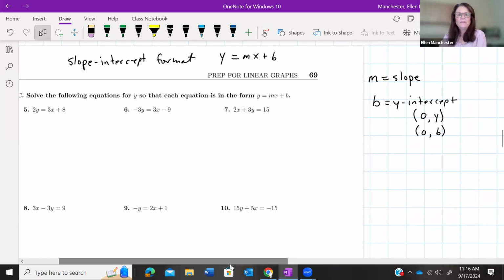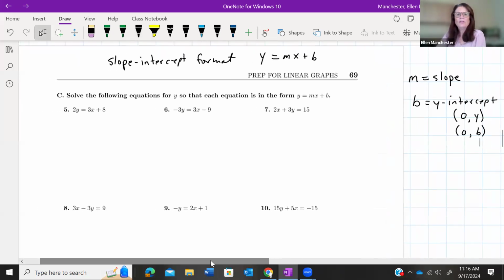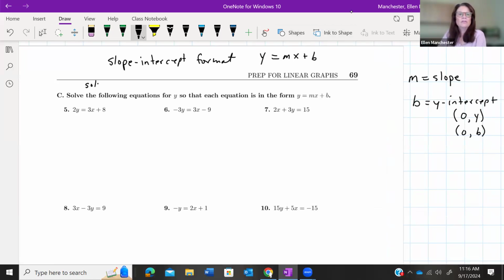Okay, so what this means is, in order to get it into y equals, you have to solve for y. So everything you're going to do is you're going to solve for y. Now, you're going to end up with a linear equation. So it's not going to be y equals some value. It's just going to be y equals some value times x plus another value. So you're going to use the exact same algebra skills that you've already learned.